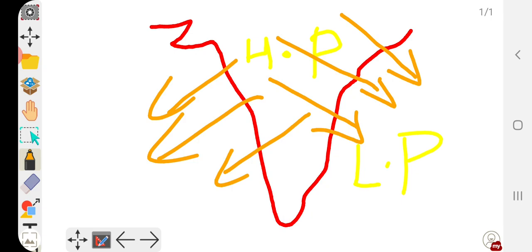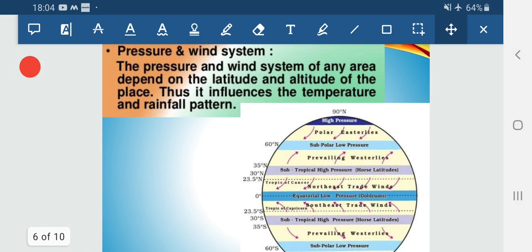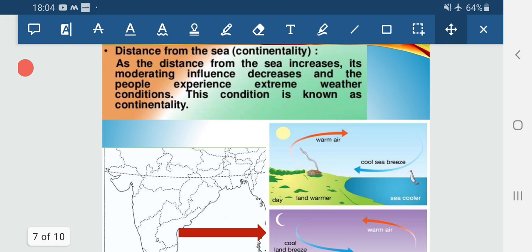As the temperature condition varies, it affects the pressure conditions also. So the winds are moving from high pressure to low pressure, whether it is land to ocean or ocean to land. This is termed as pressure and wind system. Now let us move to the next part.